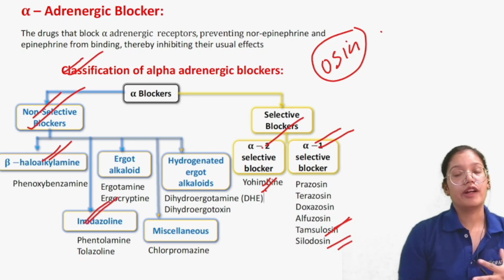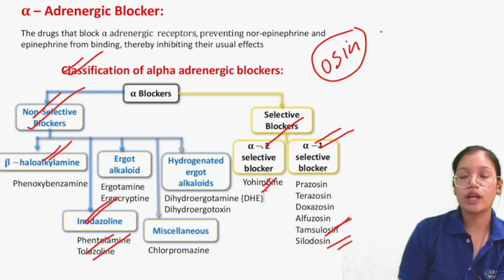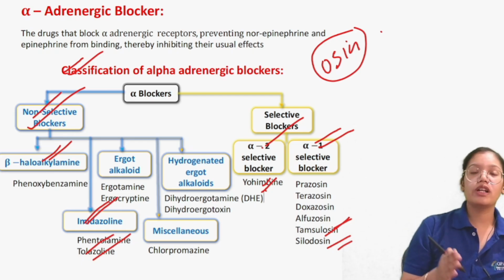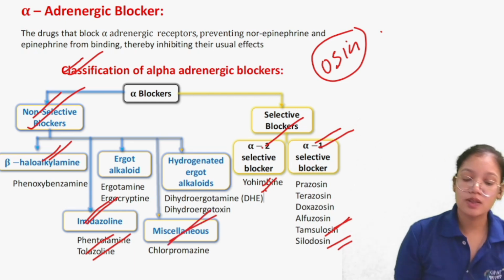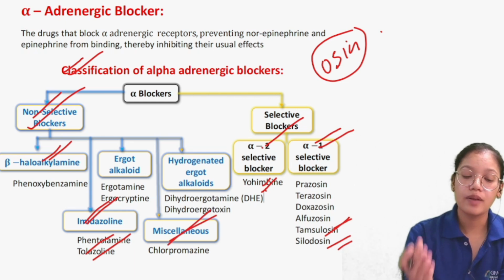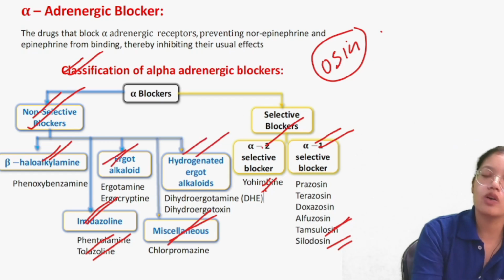Imidazolines, phentolamine, tolazoline. Okay, these are two types of imidazolines. Now as they are imidazolines, their structure will definitely contain an imidazole ring. Then we have a miscellaneous one, chlorpromazine. So this is a type of the non-selective blockers.